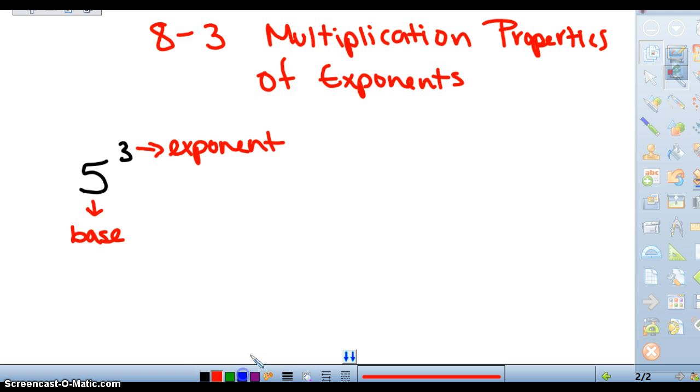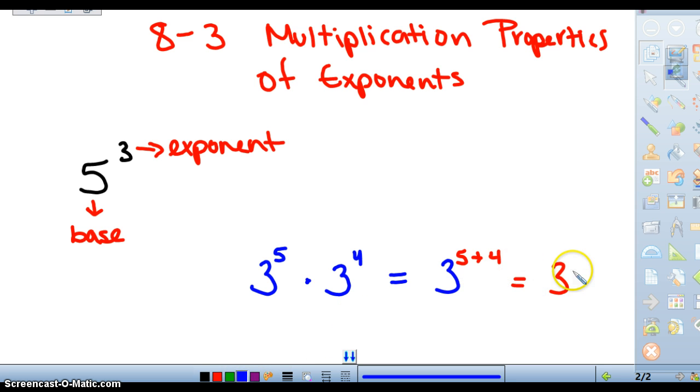Okay. So if we want to multiply 3 to the 5th power times 3 to the 4th power, are we multiplying exponents with the same base? Do these two have the same base? And the base is 3. So when we're multiplying exponents with the same base, our base does not change, and we add our exponents. So this would equal 3 to the what power?